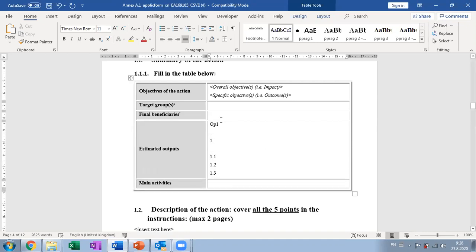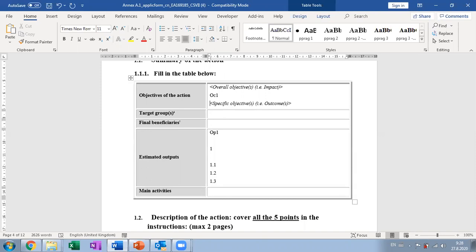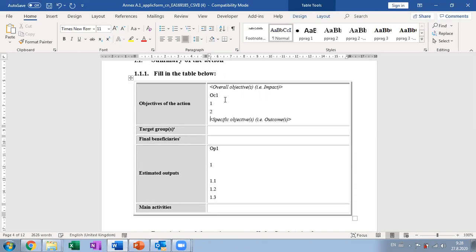When it comes to outcomes, that will be like outcome 1, or perhaps you would just use simple numbers, like 1, 2, 3, etc. Usually you don't really number impact because, as we mentioned yesterday, it's only one impact. It's only one overall objective.